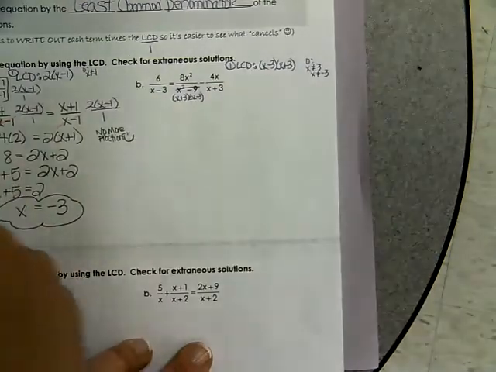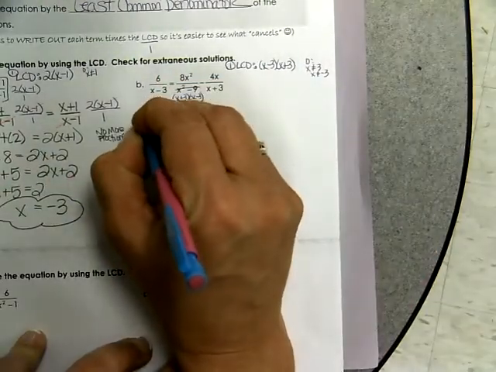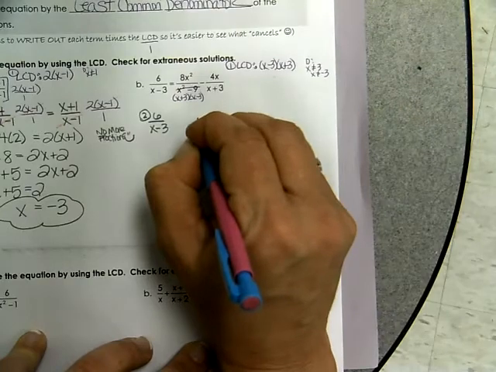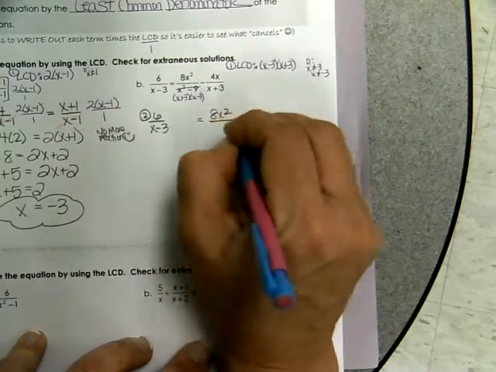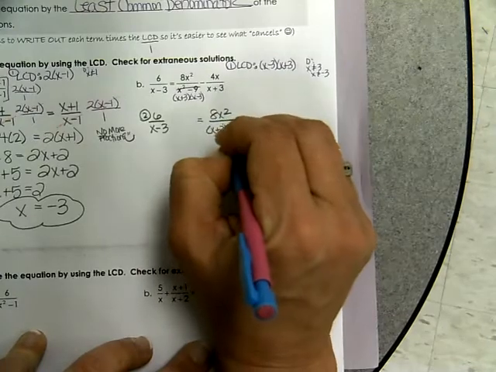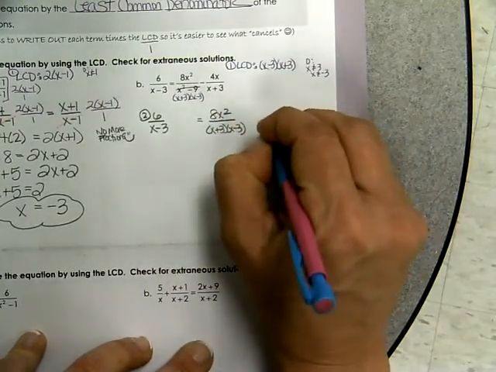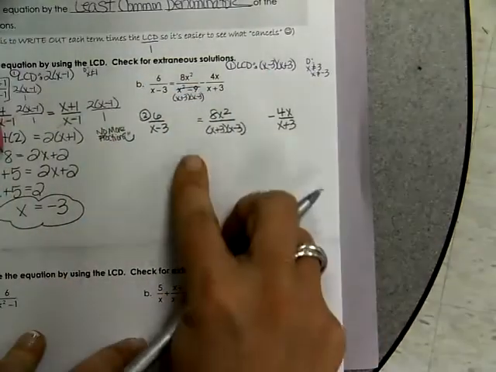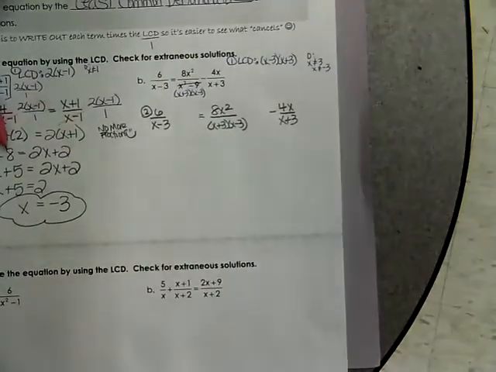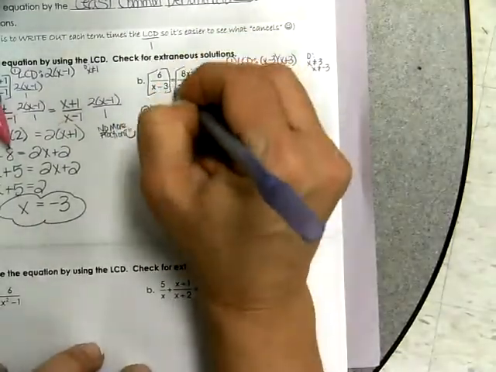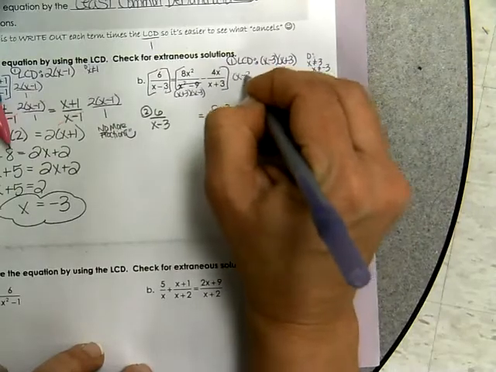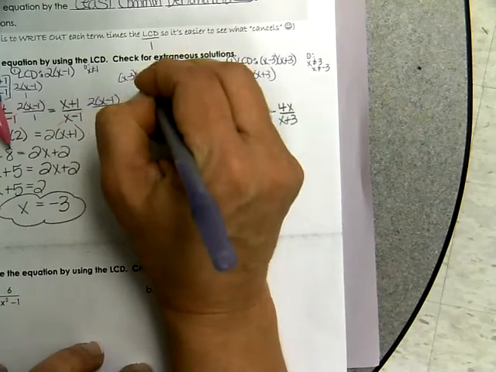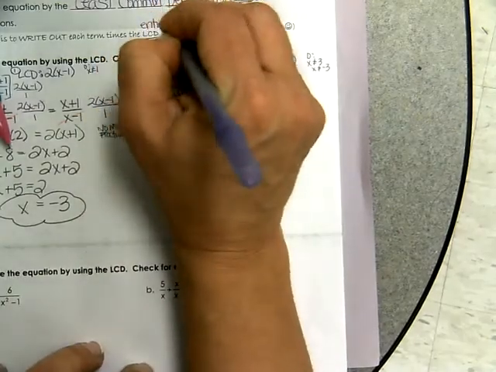So our step 2 was to rewrite the problem. So 6 over x minus 3, leave a space, equals 8x squared over x plus 3, x minus 3, leave a space, minus 4x over x plus 3. So again, I just rewrote the problem, but leaving space because I'm multiplying each side by this least common denominator of x minus 3, x plus 3. And again, you multiply by the entire LCD, okay?